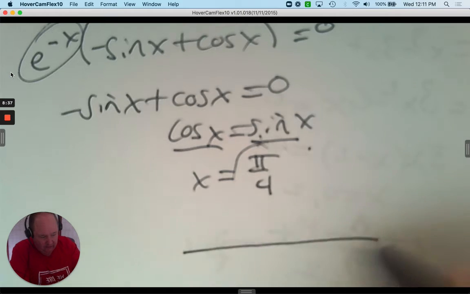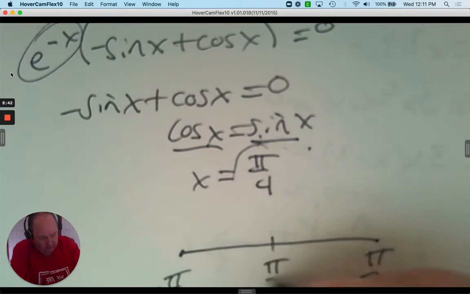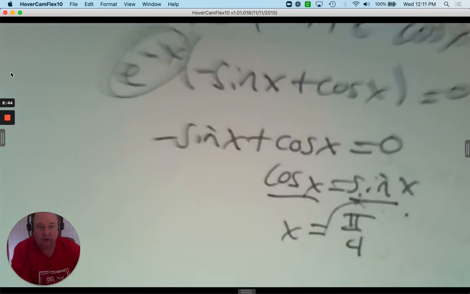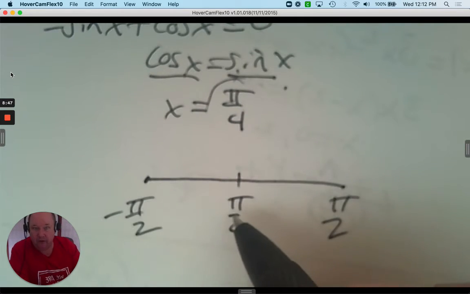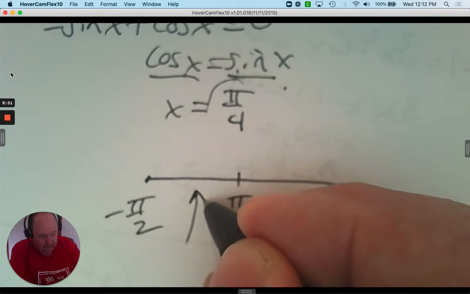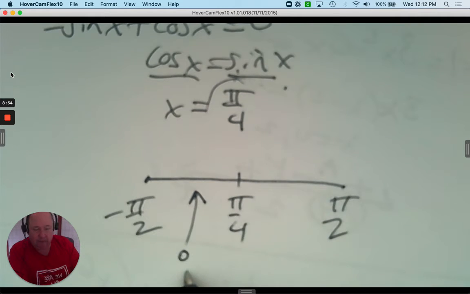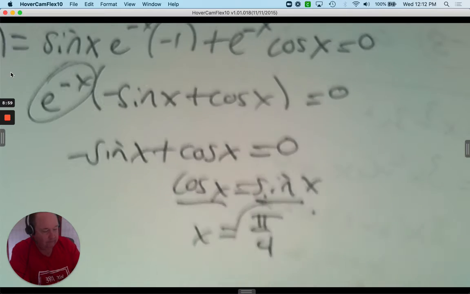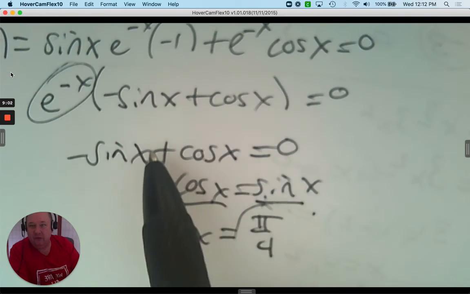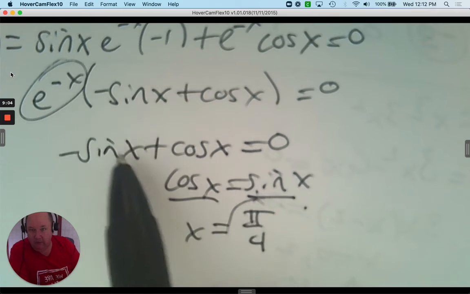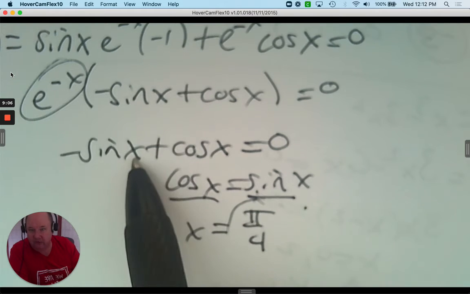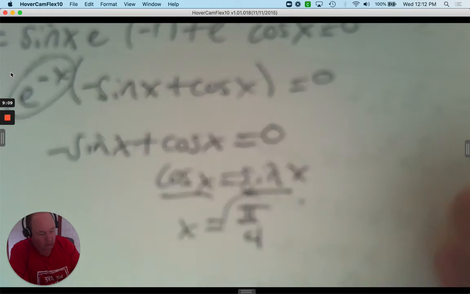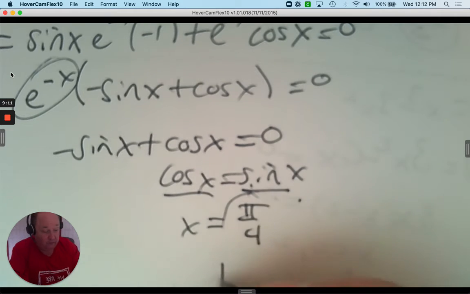So I'm going to draw a number line from negative pi over 2 to positive pi over 2. At pi over 4, the derivative is 0. There's a possibility of an extreme value at pi over 4. So I need to plug in a number here. The easiest number to plug in here is 0. If I plug in 0, the e to the negative x will always be positive. The angle 0 gives me 0 and positive 1. So if I put it together, the answer is positive.